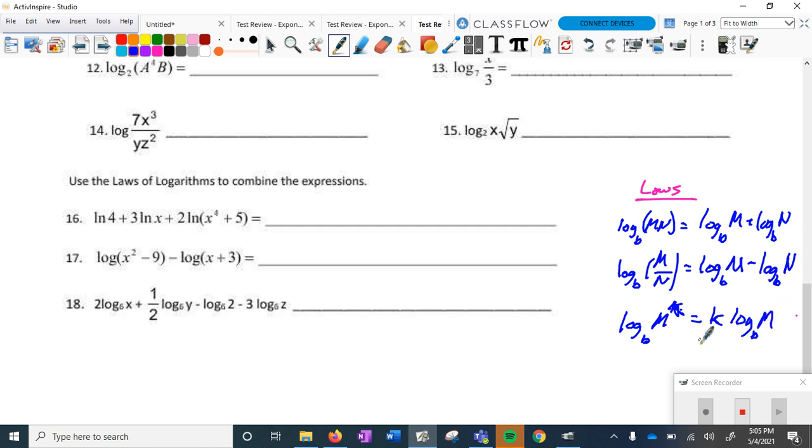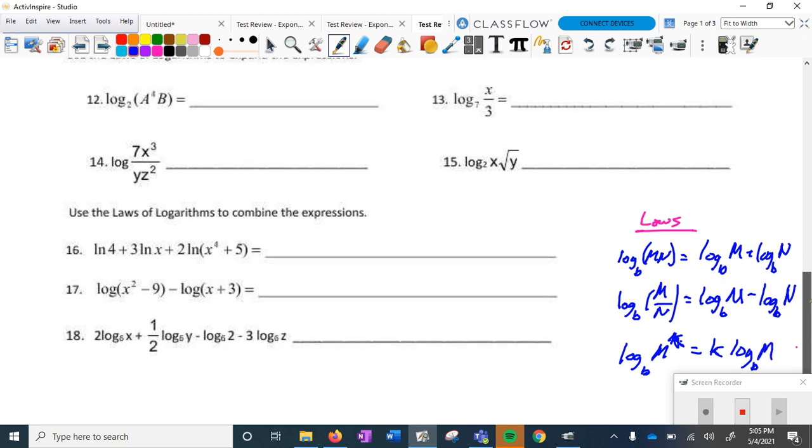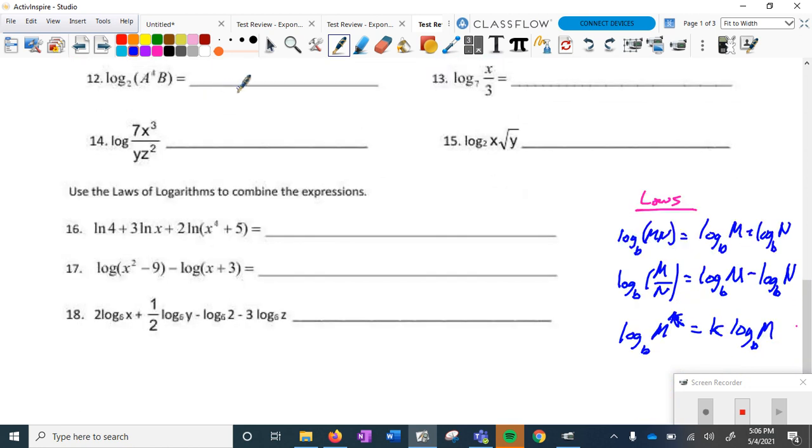Okay, so we're going to use those in expanding and condensing. So the first thing is I'm going to give everything here a log base 2. Log base 2 of a to the 4th, and then a log base 2 of b. Okay, and because they are multiplying, they get addition. So the last thing will be that I'm going to use that last law at the bottom down here and make the exponent become a coefficient. So it's 4 log base 2 of a plus log base 2 of b. Okay? All right, let's go to the next one here.